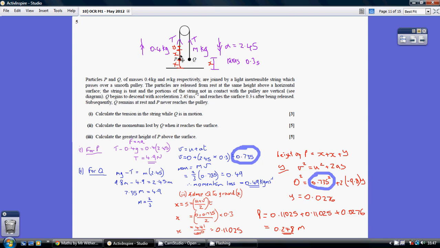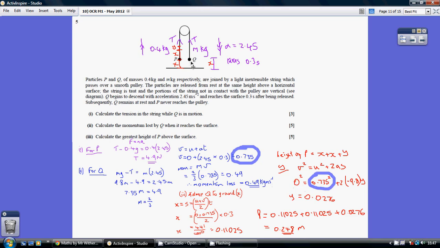Now our third component, as I said, is once Q crashes into the ground, the tension is lost, but P will just carry on going up a bit higher, slowing down all the time as it fights against gravity. So what do we know about that journey of P once Q crashes into the ground? Well, we know its final speed will be 0. That would be the maximum height just before it starts to come down again. So we know that v equals 0.